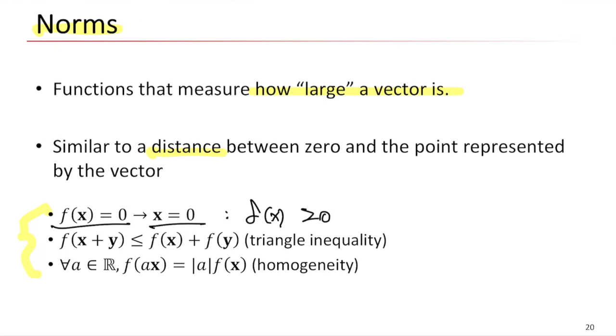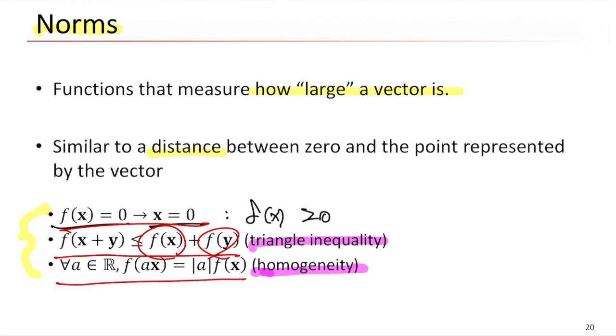Okay? The second property is the triangular inequality. f of x plus y should be less than or equal to f of x plus f of y. It will be the triangular inequality. Another one is homogeneity. It means that f of a scalar times vector x should be the scalar times f of x. Okay, so this is the last property of the norm.